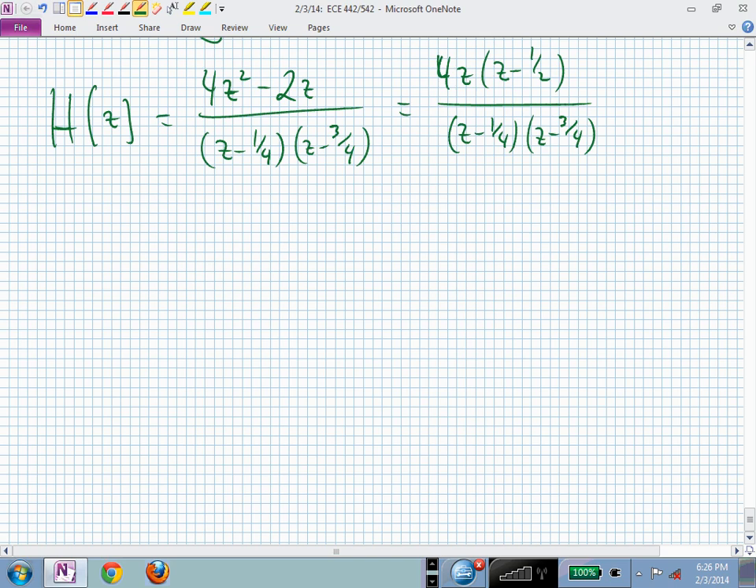But these are inside the unit disk, aren't they? And that's good. The right half plane is okay in the z plane. It's maybe better than the left half plane. Suppose now somebody excites this system with a waveform u of n equals 5 cosine of pi over 4 n.